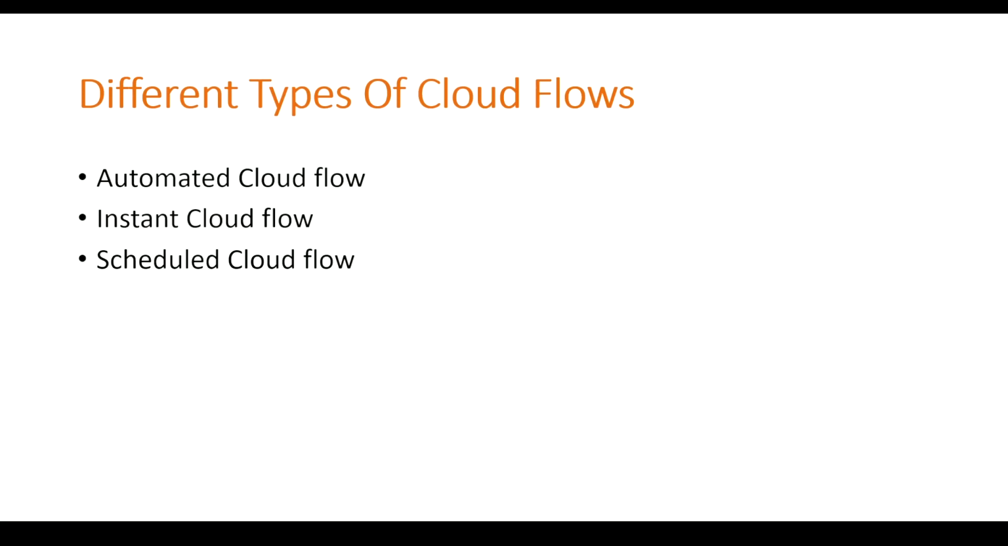And the third one is a scheduled cloud flow. Scheduled cloud flow is the one you use if you would like to run the bot based on a frequency. For example, we have a process that has to be executed daily, or based on a frequency period. Then we create the scheduled flows.